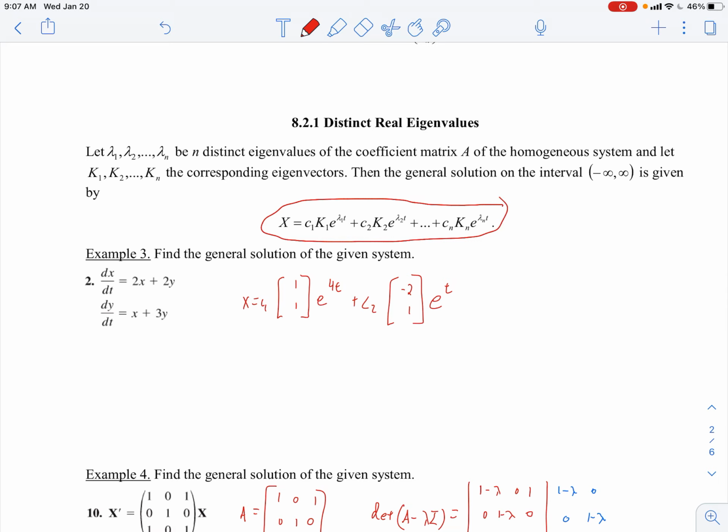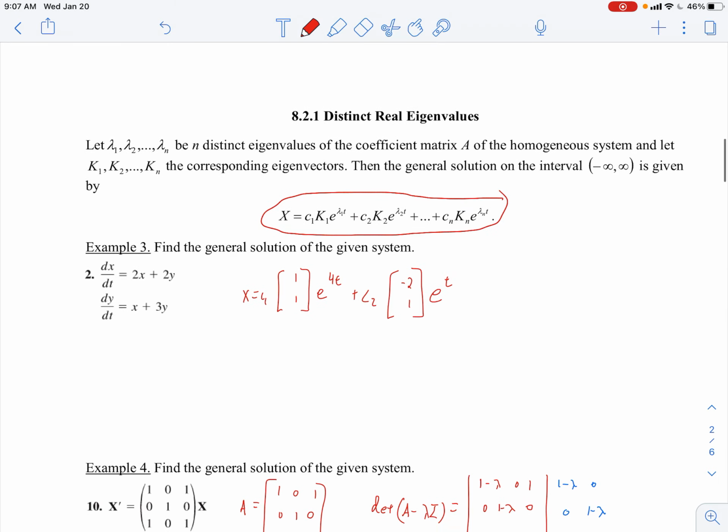x is equal to c sub 1 k sub 1 e to the lambda sub 1 t plus c sub 2, our next eigenvector with the corresponding eigenvalue. We keep going until we've completed all the eigenvalues and eigenvectors that we solved for.